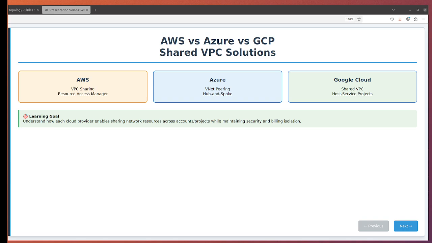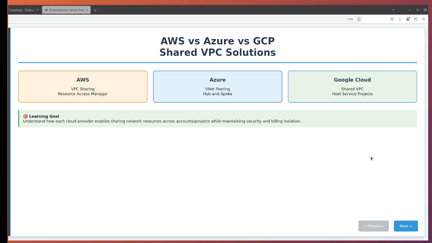Welcome everyone. Today we're diving into one of the most important networking concepts across the three major cloud providers: shared VPC solutions. This is something I encounter regularly in multi-account environments, and understanding how AWS, Azure, and GCP handle this differently, yet similarly, is crucial for any cloud architect.